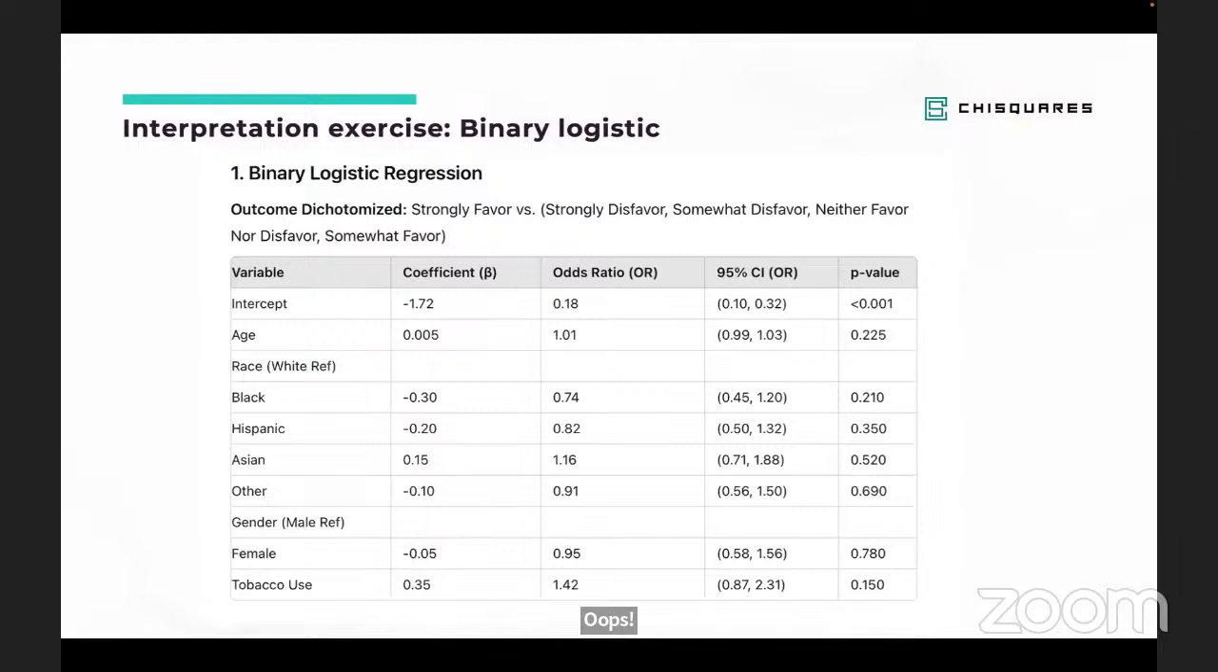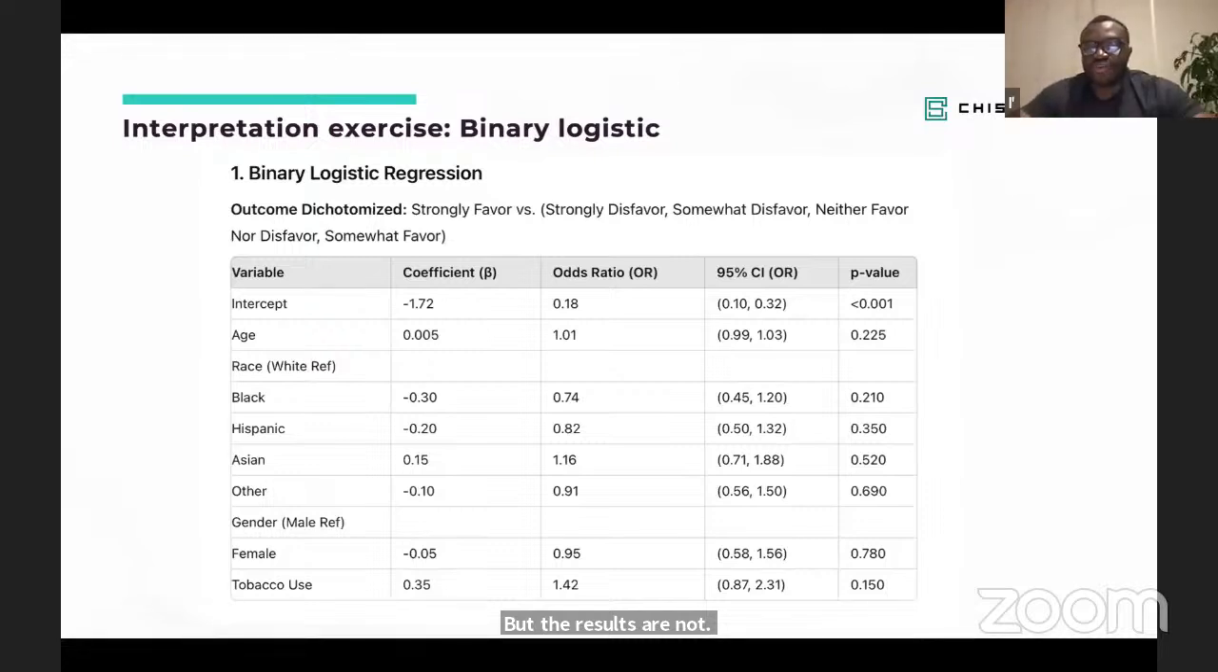Passy, George. Yes, I'm hoping I'm being heard. Network was bad. But for every 1 unit increase in age is associated with a 1.01 odds of favoring a ban on menthol compared to non-favoring, but the estimate is not statistically significant.